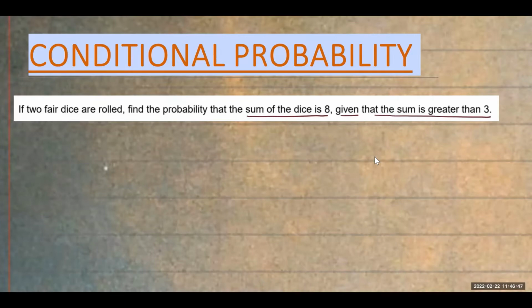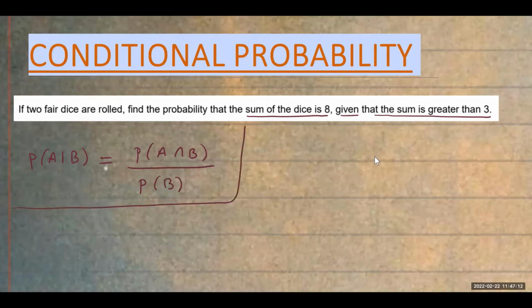Now, before I dive into this problem, let me give you what the conditional probability formula is. So we know that the probability of A given B, where B is the condition we're putting on, is equal to the probability of A and B divided by the probability of B. So hopefully you know this formula by now. I'm just going to go ahead and dive into the problem.